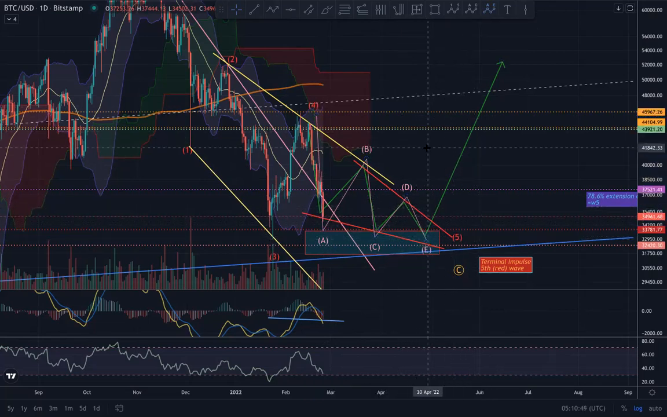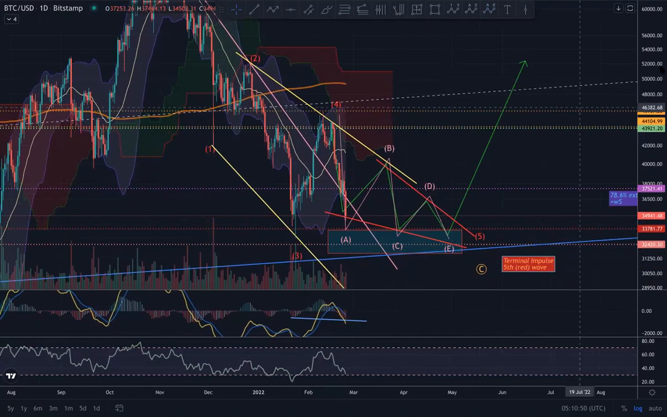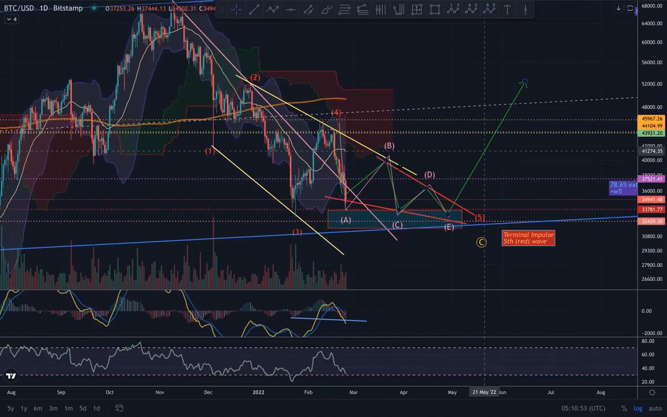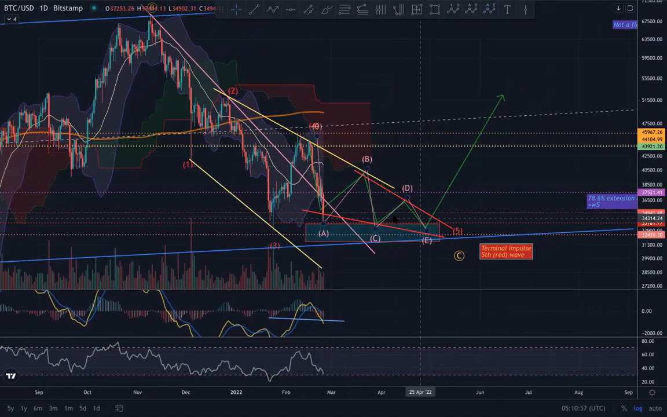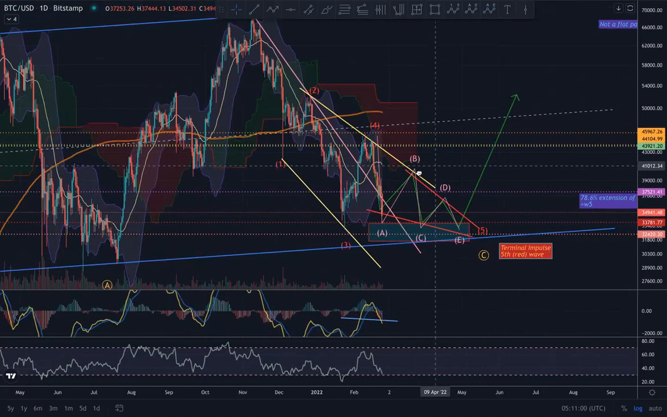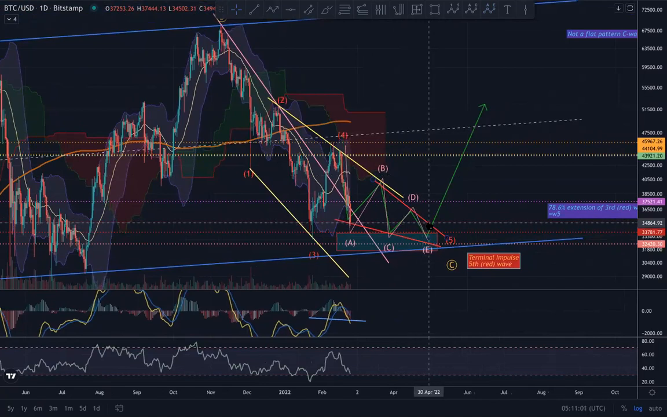And there, that would be price and time relationships around the 68, 61.8. But that makes it contract a lot more in terms of the time and the price. And we'll see what ends up happening here. But there you go. This brings us to about the May timeframe.